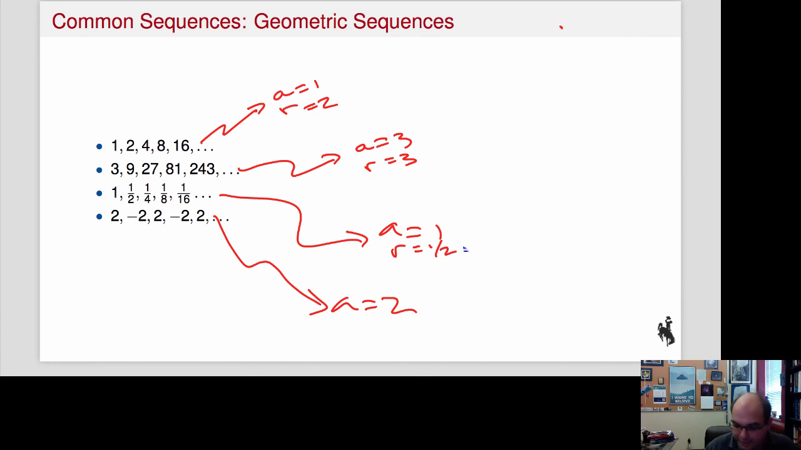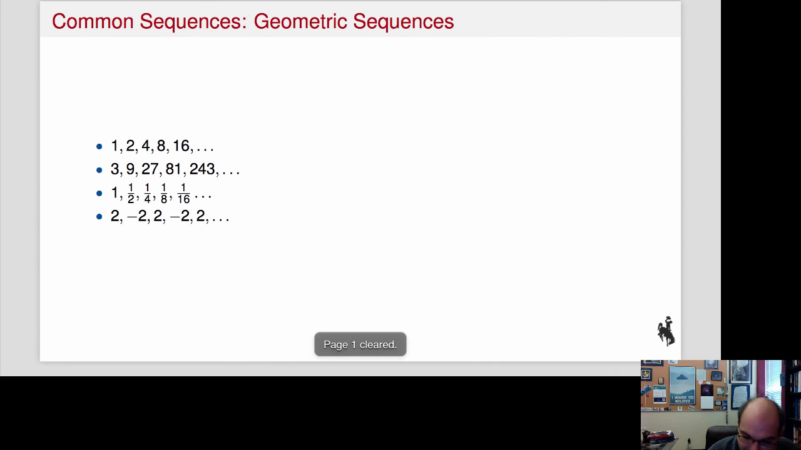So yeah, this is a geometric sequence that's going down, okay? And then this one, what's r? Well, minus 2 divided by 2 is minus 1. 2 divided by minus 2 is minus 1, and so on. r is minus 1. When r is negative, then they're going to flip in sign, right? That'll happen every time. Okay, so those are just some examples of how I can recognize geometric sequences.